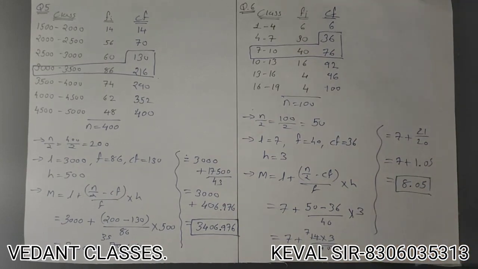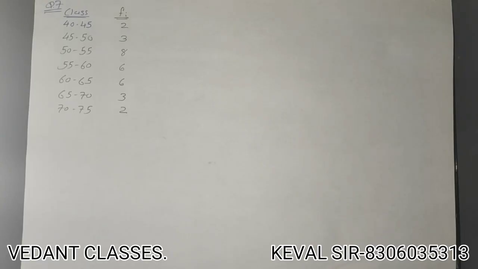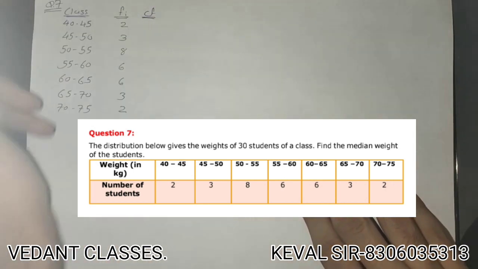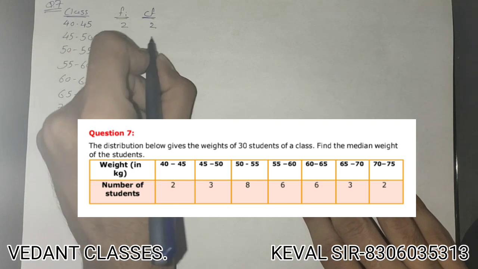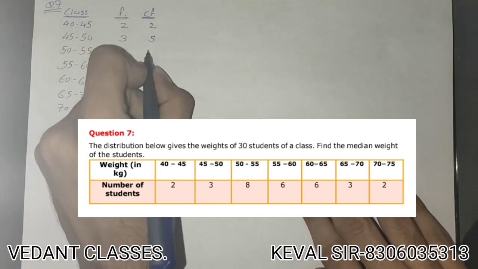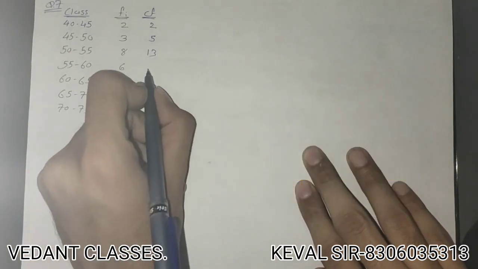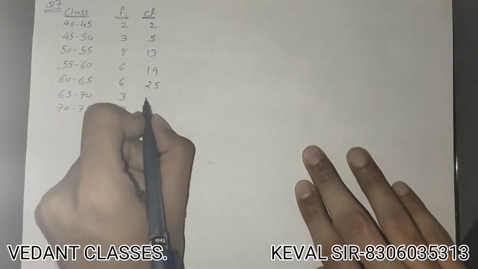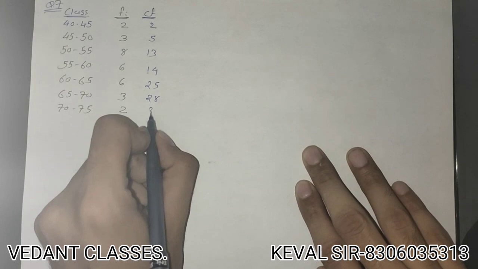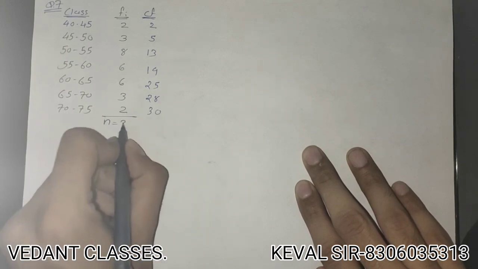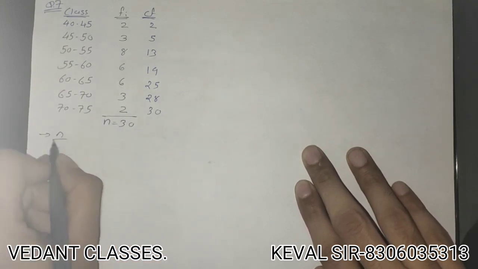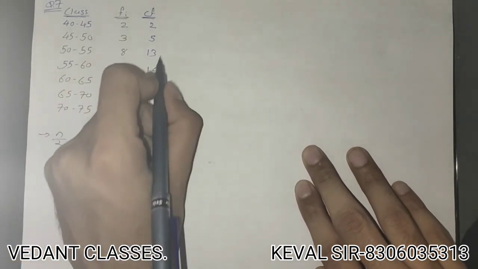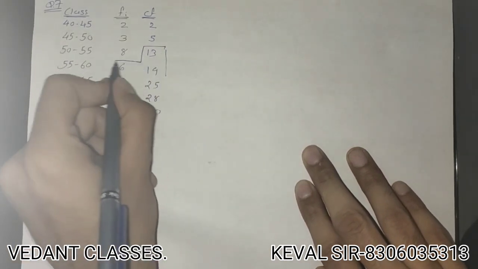Okay, now let's solve the question number 7. So first of all we'll make a CF. So CF for this it will be 2, then 5, and this will be 13, and this will be 19, this will be 25, this will be 28, and then 30. So here value of n is 30. So let's find n by 2. So that will be 30 by 2, so 15. 15 lies between 13 and 19.